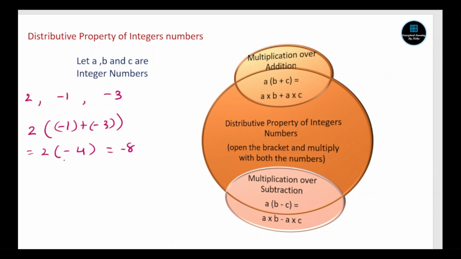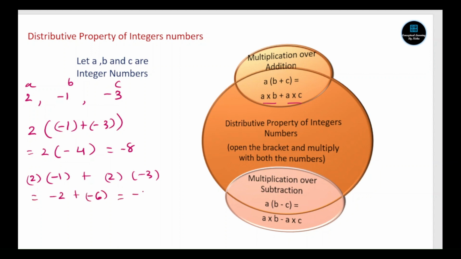So keep this aside. Now I'll do a into b plus a into c. See, this is my a, b and c, three numbers. So a into b: 2 into minus 1 plus 2 into minus 3. So what do we get? Negative 2 plus negative 6.